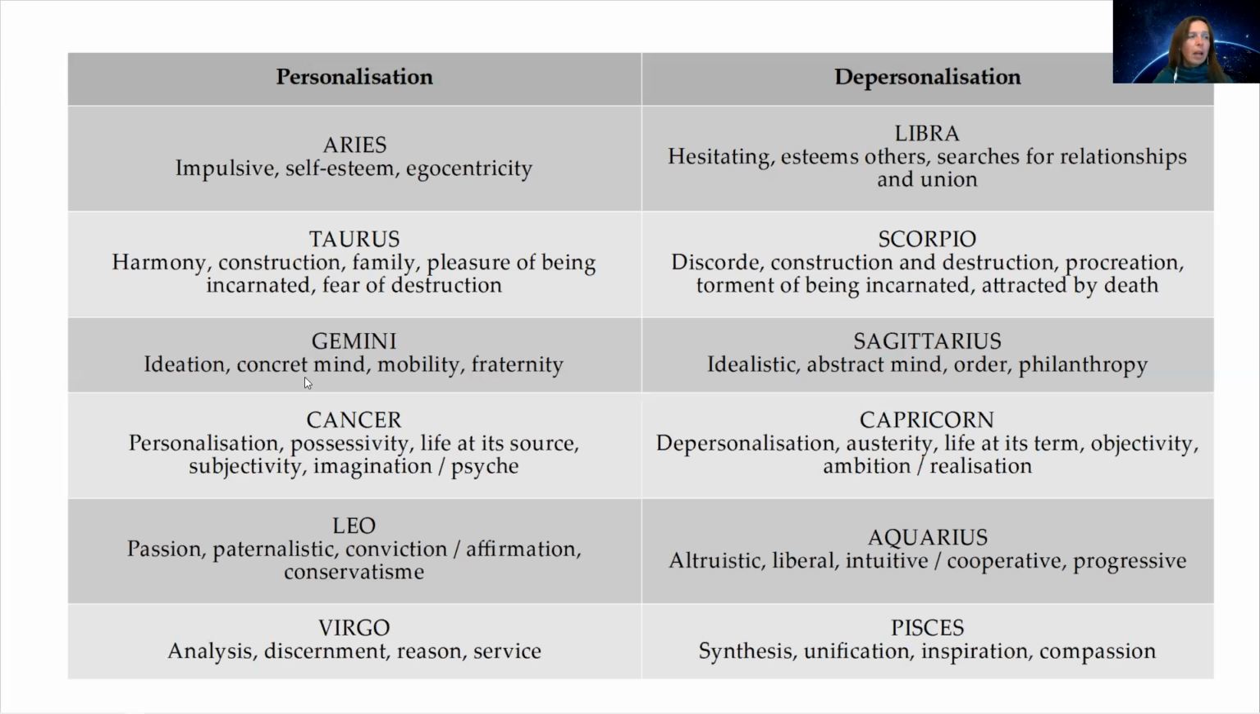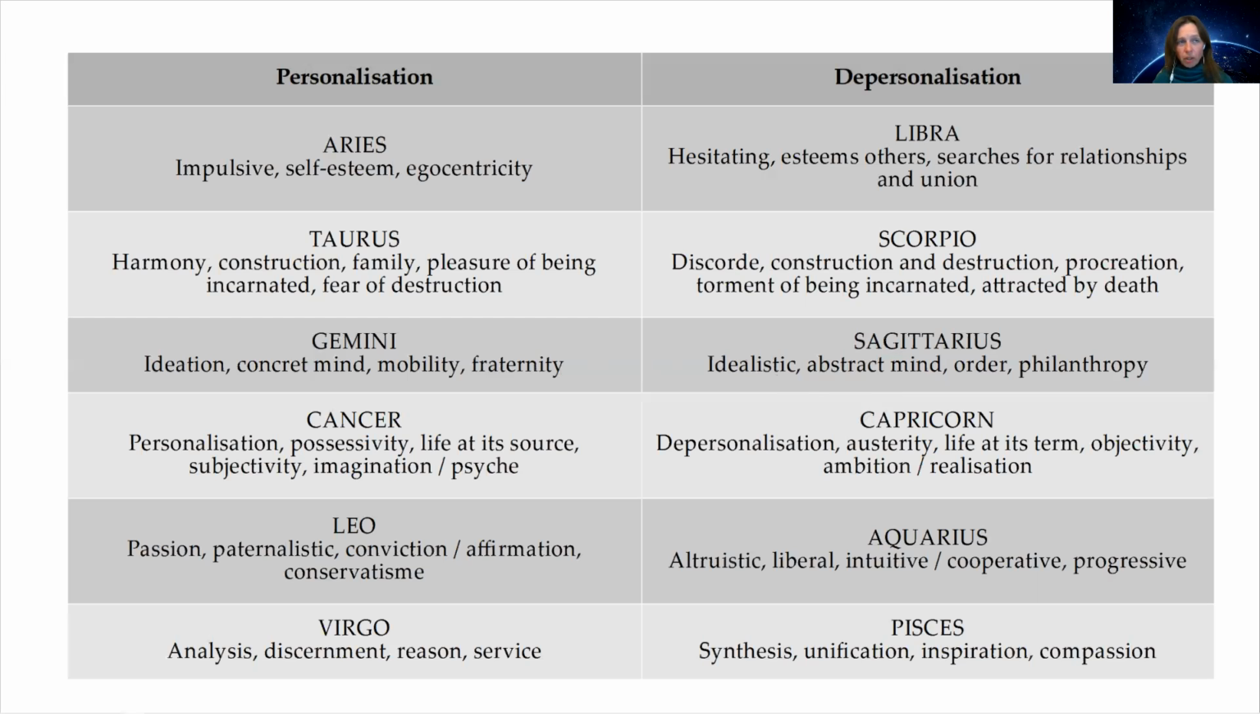I'm sorry, I did that a little bit too quick. So concrete mind. It's also a lot about mobility, fraternity, and being with each other, being also with brothers and sisters sometimes. And the opposite on the axis being Sagittarius, who is idealistic and much more in the abstract mind and wants order and philanthropy. So really a lot more open to the wider world.